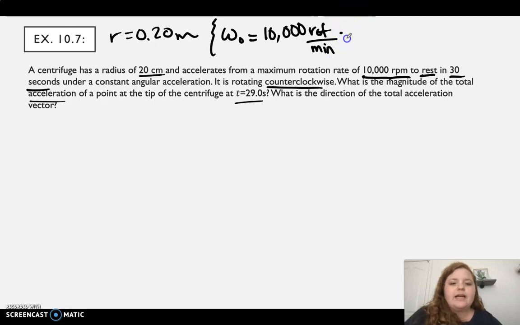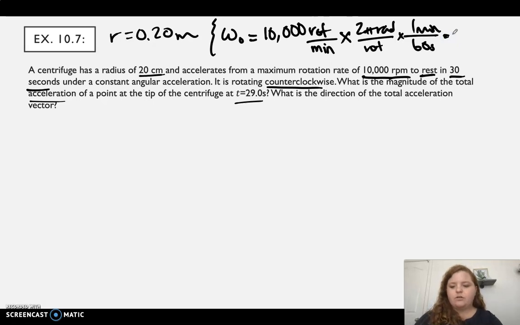And we should probably go ahead and convert that. So we have 2 pi radians per rotation, and for 1 minute we have 60 seconds. So let's go ahead and do that now so that we don't forget to do it later. Pi divided by 60. So we have 1,047. I don't know how many units we need to keep. And so this is in radians per second now.